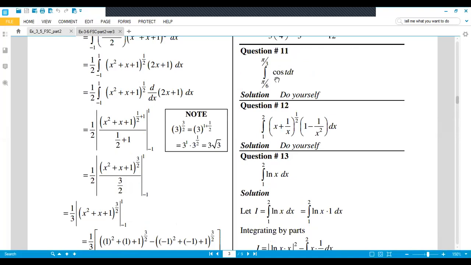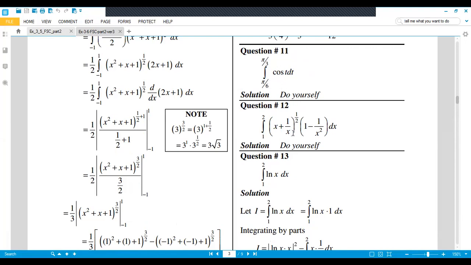Question number 11: lower limit pi over 6 and upper limit pi over 3, cos t. You know that the integral of cos is sine, so sine t, and upper limit you put in: sine pi over 3 minus sine pi over 6, and you solve it with your calculator, you will get the answer. Same, so you try it by yourself.